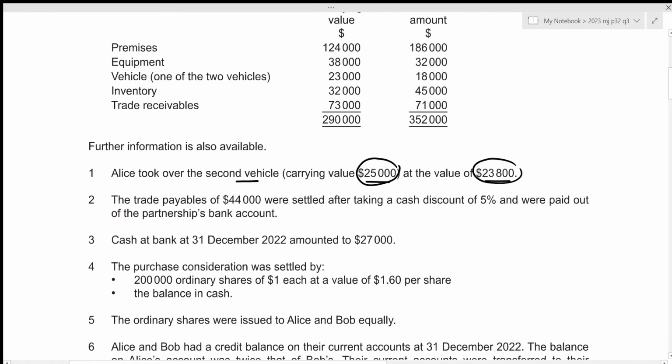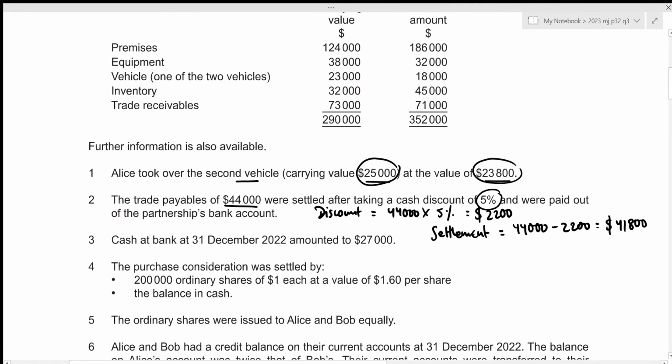Then the trade payables of 44,000 were settled after taking a cash discount of 5%. So let's figure out the discount amount. That's 44,000 multiplied by 5%, which results in 2,200. This is the discount received. So the settlement amount that we actually paid for this trade payables will be 44,000 minus 2,200, which results in the value of 41,800.